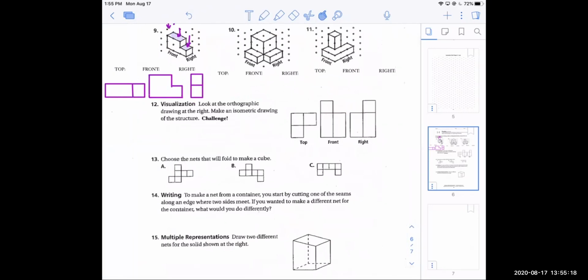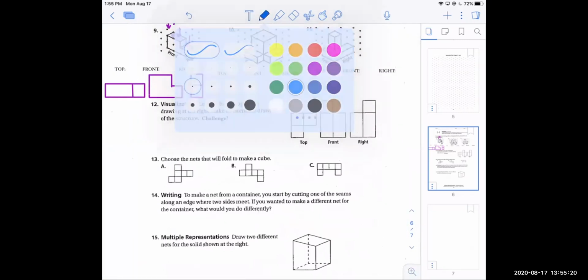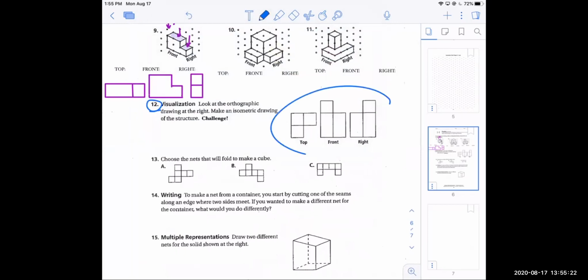So that's what's going to happen on number 12 here. Just do the best you can and try to come up with a 3D shape that would have those orthographic drawings. Okay, that one's a little bit challenging.